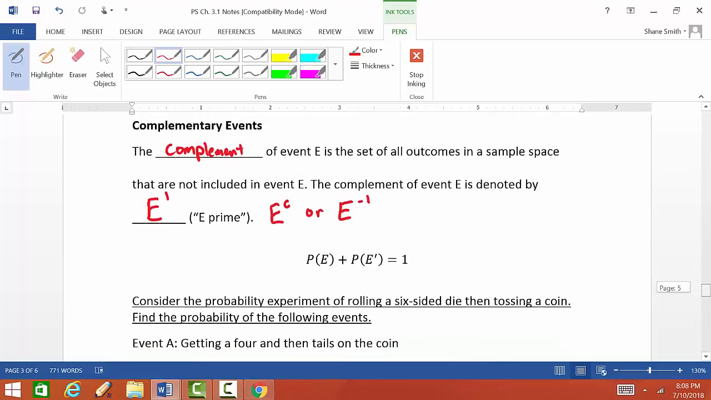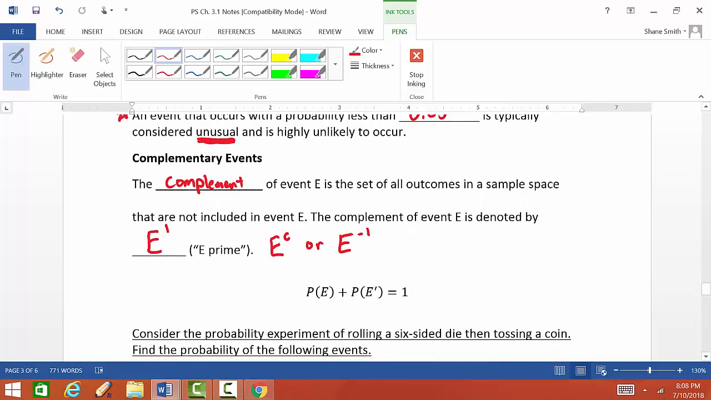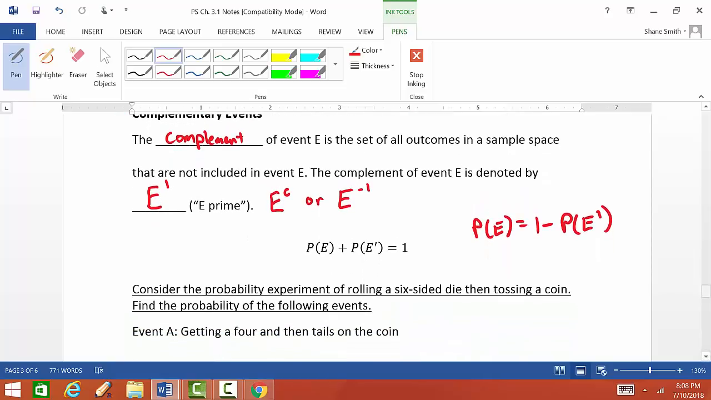And the reason why this is so useful is because the probability of complementary events, when you add them together, equals 1. And so you can get a bunch of results from this, like the probability of E is 1 minus the probability of the complement of E. And we will be using this in the next section for probability.